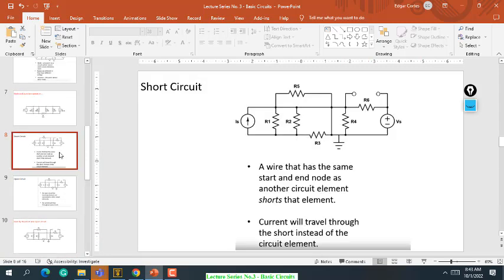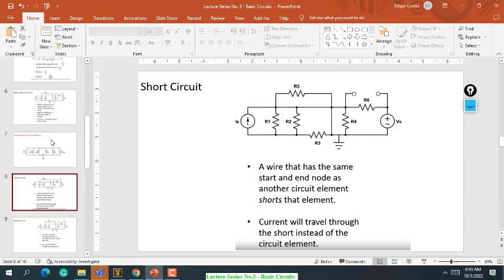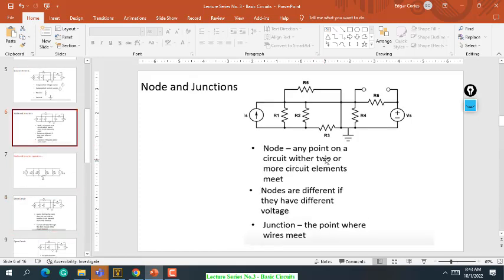Theory sa nodes class. Okay. Theory sa nodes. Nodes: any point of the circuit where two or more circuit elements meet. Nodes are different if they have different voltage, no? So, nag-example ta last time, no? So, a sample of a node, okay? For example, here, asa to mga example sa node.